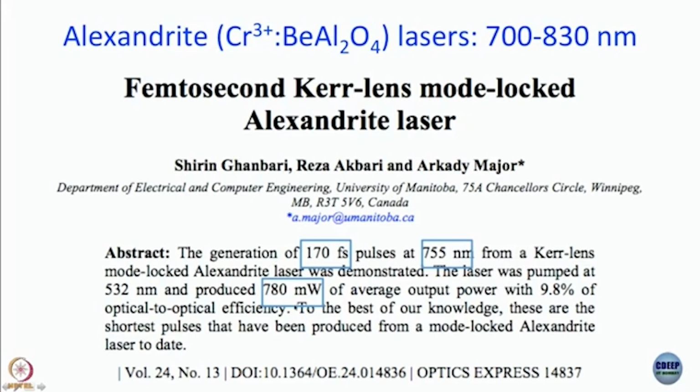Output power is 780 milliwatt, more or less like what we have in our Tsunami, actually less than that. And to the best of our knowledge, these are the shortest pulses that have been produced from a mode locked alexandrite laser to date. So, even to go down to 170 femtosecond, which is not a big deal with Ti-sapphire at all, that has been achieved only 3-4 years ago. So, that is why Ti-sapphire is much more popular, but alexandrite is also used for several reasons.